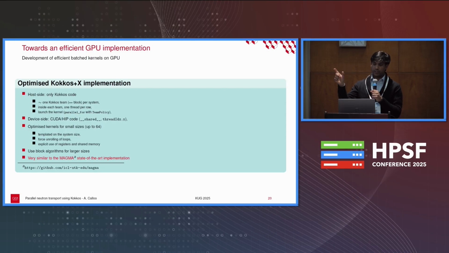It's also very generic in the size of the matrices it can treat. In our case, we've implemented some optimized kernels, which is the same strategy as the Magma library. And we've been able to use unrolling for different sizes up till matrices of 64 by 64. And for larger matrices, we do some block algorithm on it.